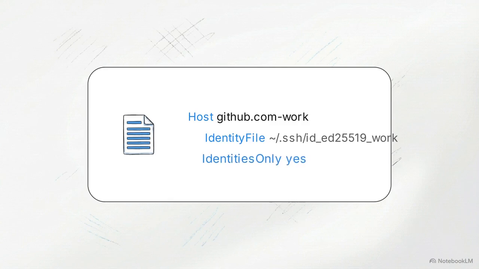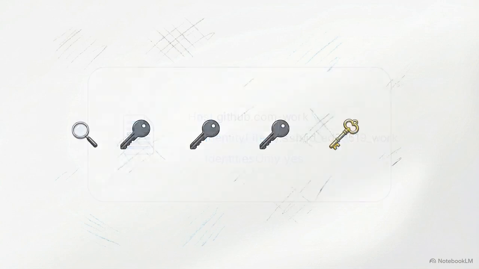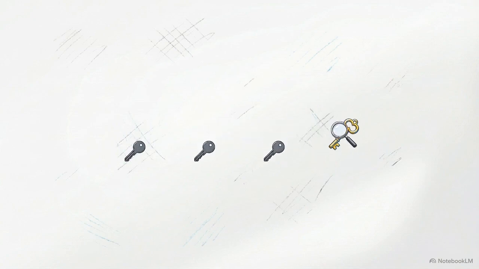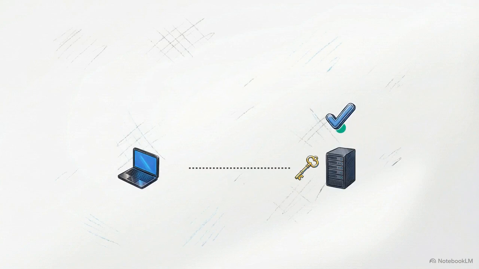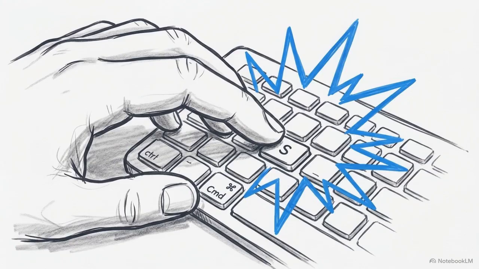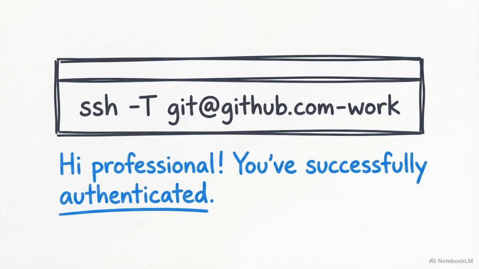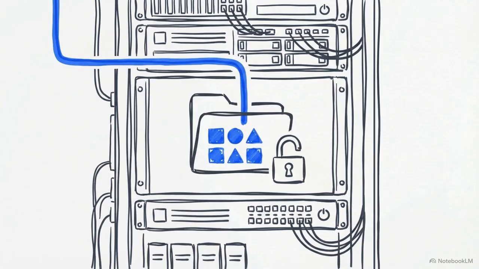Directly below that mapping, you must add the IdentitiesOnly yes directive. This directive forces the SSH agent to ignore every other key stored on your system. It ensures the handshake only attempts the specific identity you've defined, preventing the server from rejecting the connection after seeing too many irrelevant keys. Save the file and run a quick test. Open your terminal and type ssh -T git@, followed by your custom hostname to confirm the connection is active. Your connection permissions are now properly isolated.